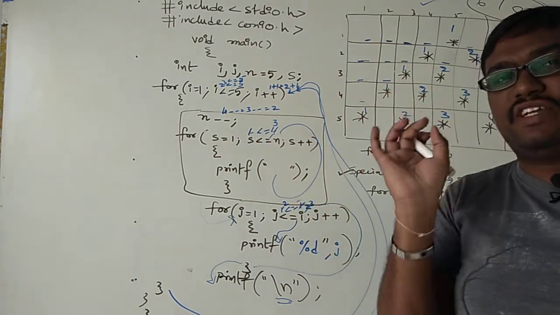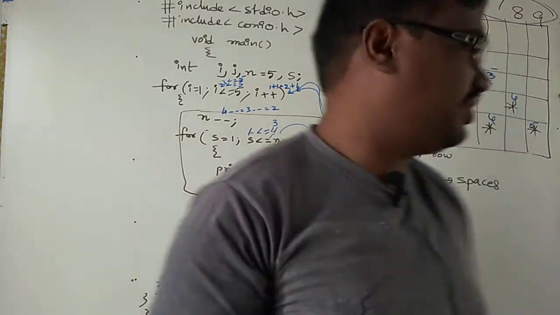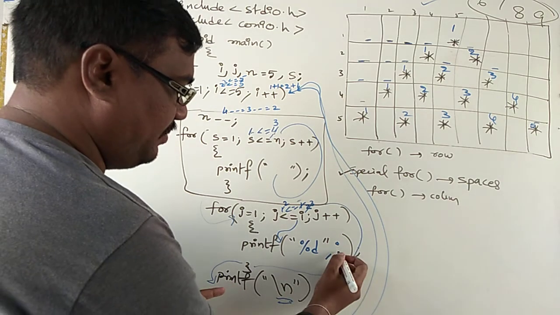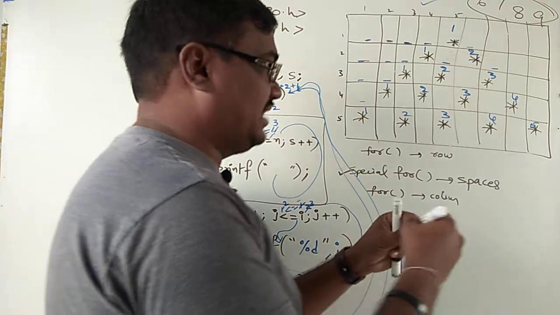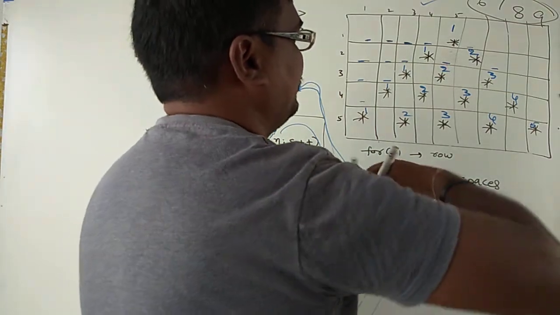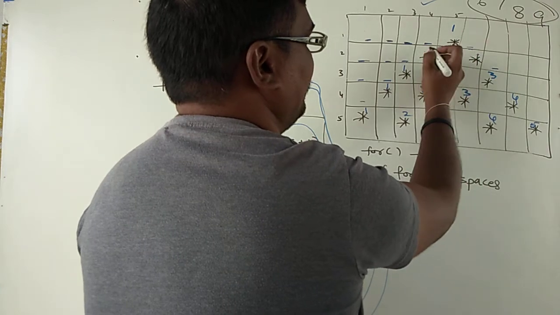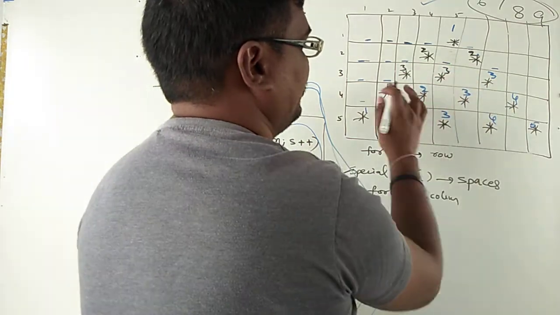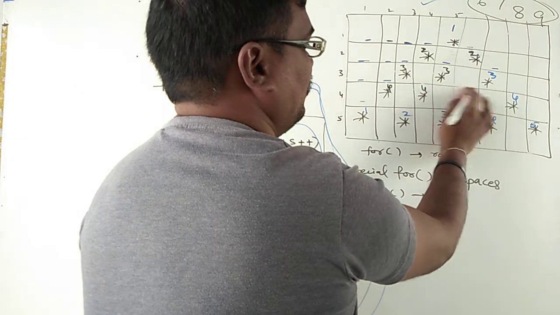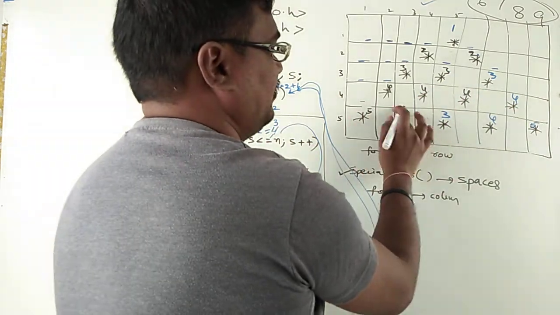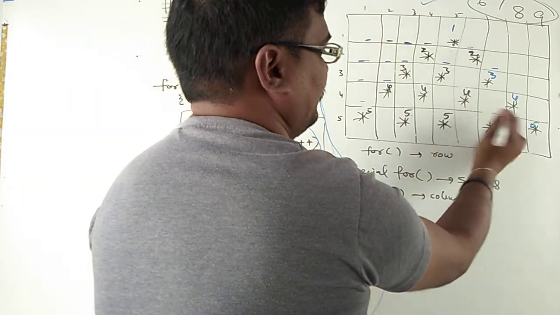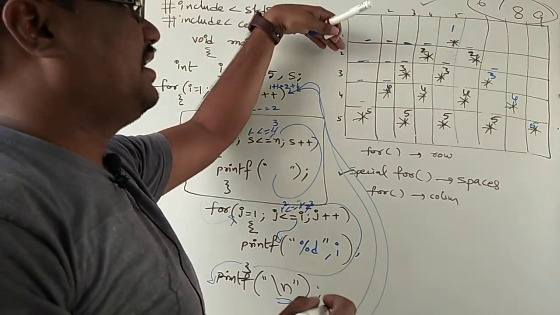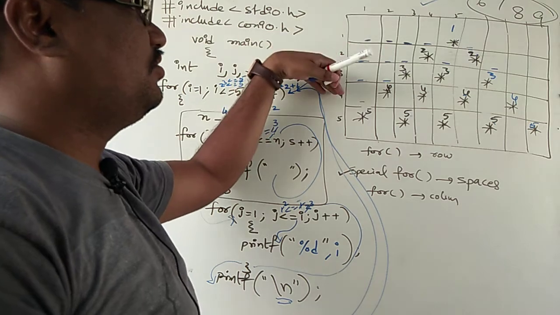One more small modification is enough to display another pattern. Please watch. If in place of j I place i, the pattern is like this. 1, next 2 2, next 3 3 3, 4 4 4 4, 5 5 5 5 5. The pattern is like this. In the first row display only ones, second row twos, third row threes, fourth row fours, fifth row fives.